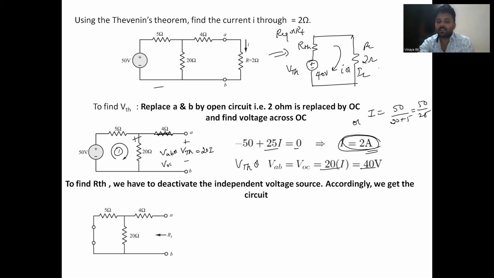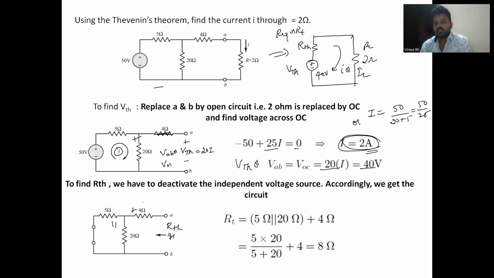The 50 volt source is replaced by a short circuit, then the terminal is replaced by an open circuit. From this terminal, whatever you have, you can call it RTH. So it is nothing but 20 in parallel with 5 ohm, which is in series with 4 ohm. You can get RTH as 20 into 5 divided by 20 plus 5, plus 4. That is nothing but 8 ohm. So now the value of RTH is 8 ohm.